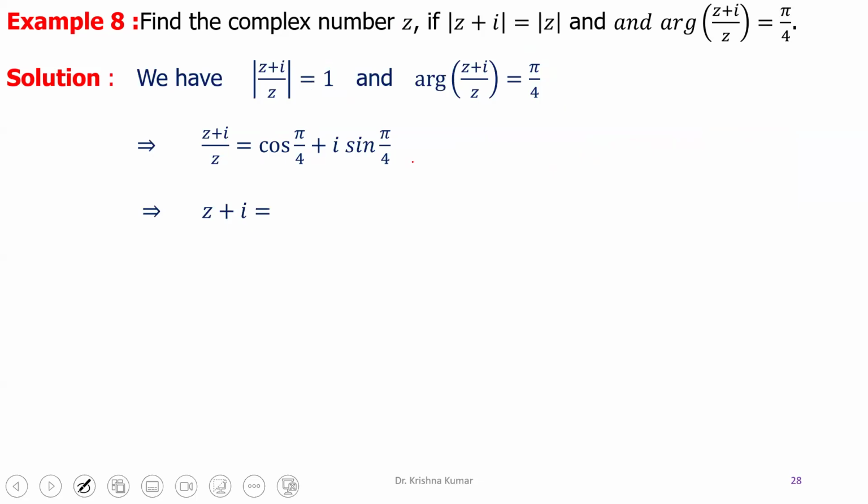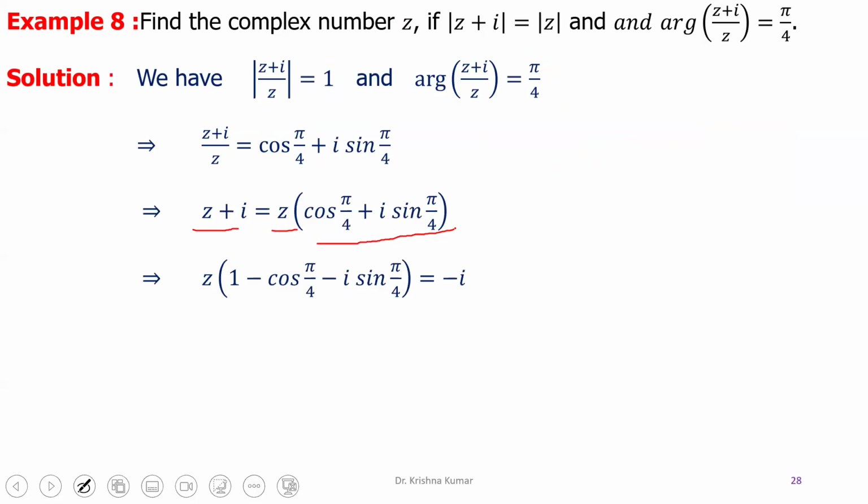Now our aim is to find the value of z. So z + i is equal to z times (cos pi/4 + i sin pi/4). Now let us transpose this to this side, because this is z and this is also a multiplication of z. So z we can take outside: z(1 - cos pi/4 - i sin pi/4), and this i goes to the right hand side, which becomes minus i.